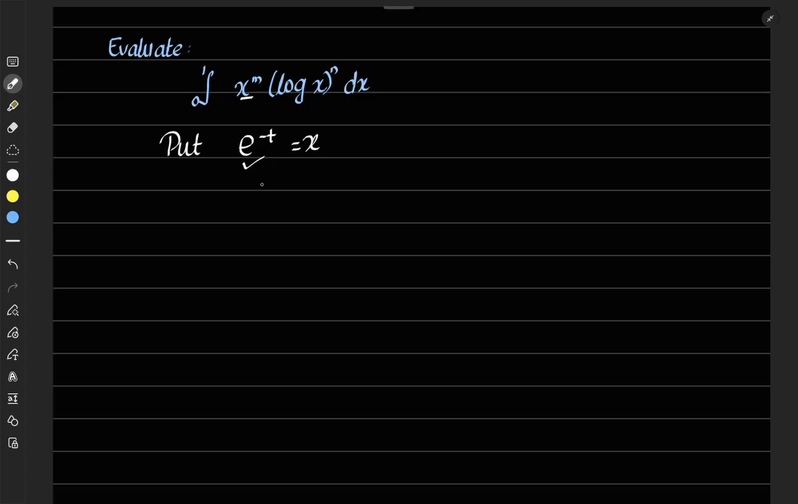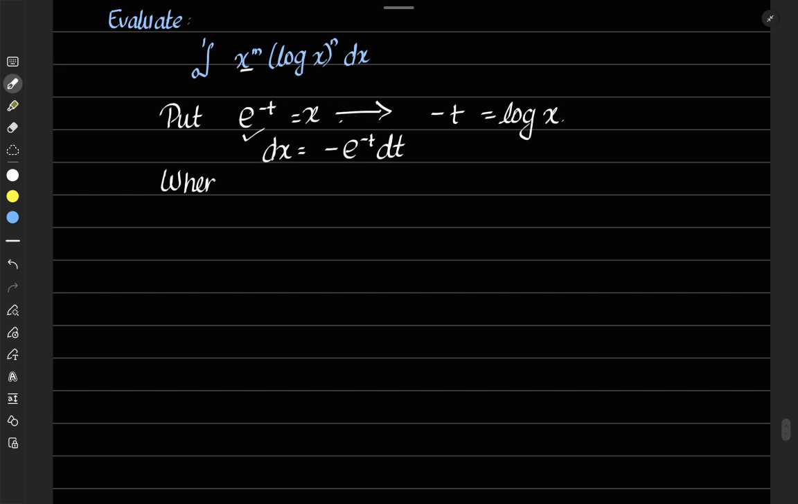So from this quantity we can evaluate dx as minus of e to the power minus t dt. We will take the log, so that we will have minus t is equal to log of x, and we'll check the limits. So when x is 0, log 0 goes to minus infinity, so minus t goes to minus infinity. This will imply t will go to positive infinity. And when x is 1, log of 1 is 0, so t is also 0.